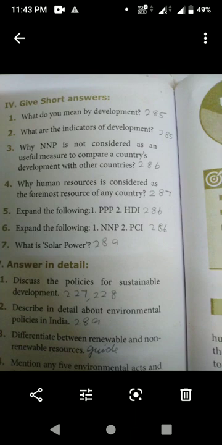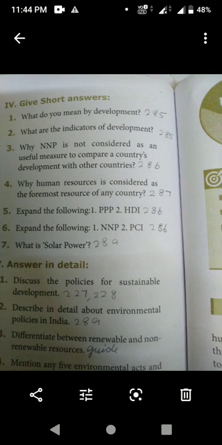Next, page number 288. Under the heading Policies for Sustainable Development: uses of non-conventional sources of energy. India depends on thermal and hydropower plants to meet its power needs. Both these sources have an adverse environmental impact. Thermal power plants emit large quantities of carbon dioxide which pollute the environment. That's all.